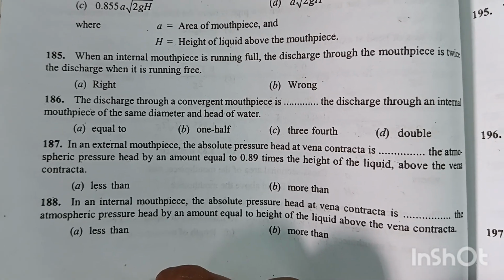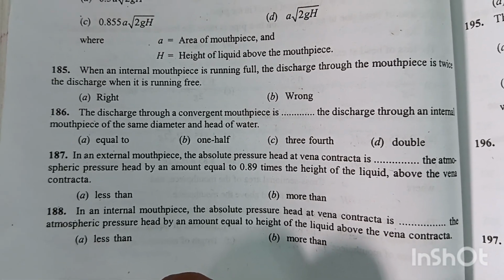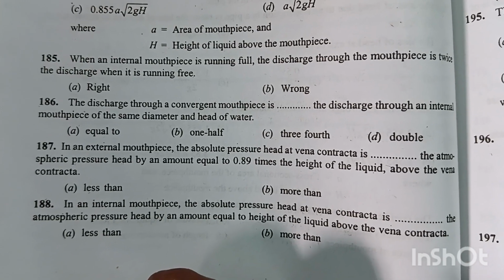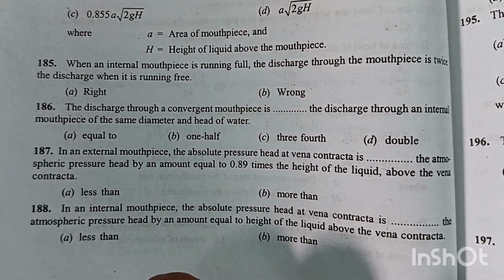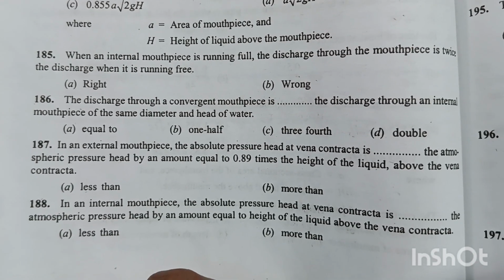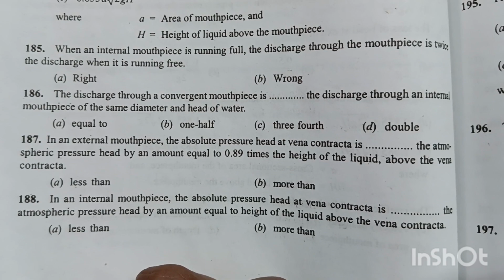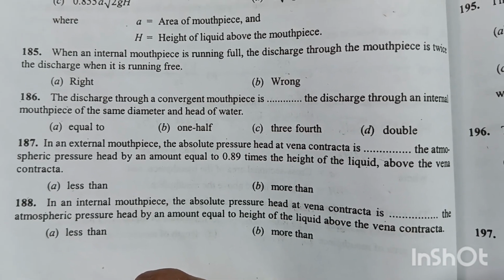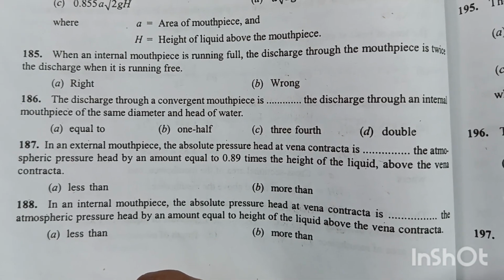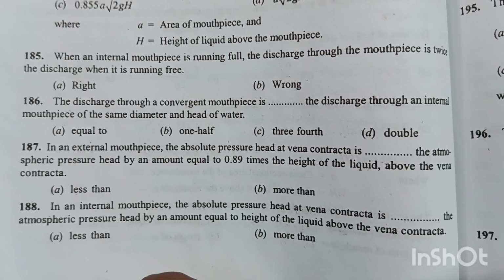Question number 187. In an external mouthpiece, the absolute pressure head at vena contracta is less than the atmospheric pressure head by an amount equal to 0.89 times the height of the liquid above the vena contracta. Question number 188. In an internal mouthpiece, the absolute pressure head at vena contracta is less than the atmospheric pressure head by an amount equal to the height of the liquid above the vena contracta. Option A is right answer.